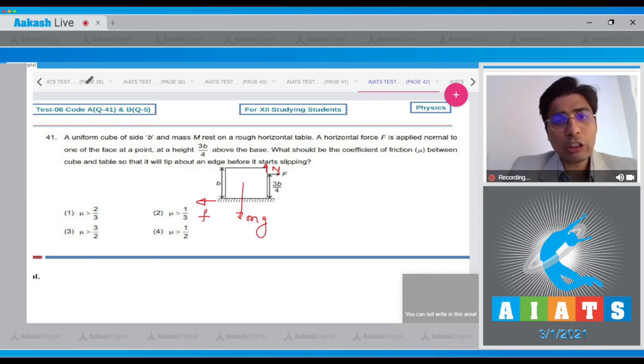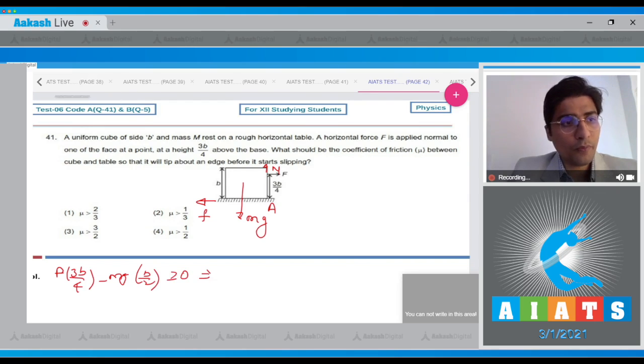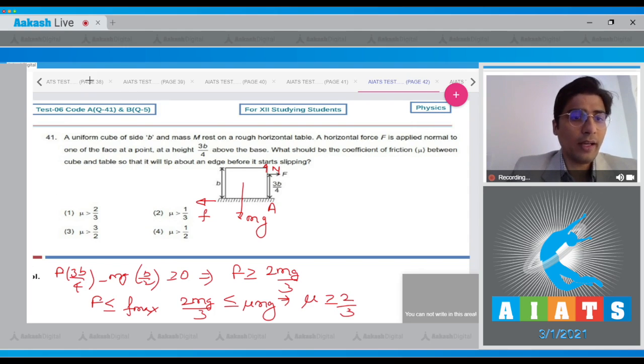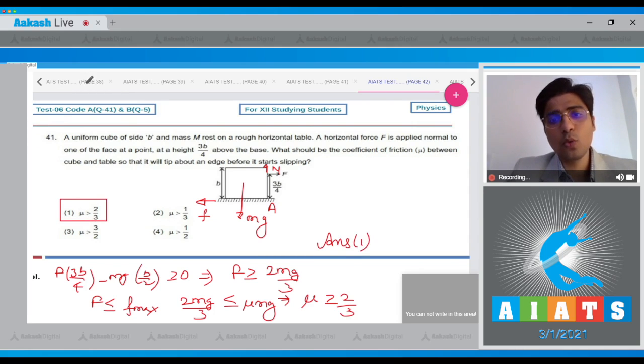Now balancing the torque about point A, we can write down that F into 3b/4 minus mg into b/2 should be greater than or equal to 0, which means that F should be greater than or equal to 2mg/3. Now for no slipping, this F should be less than the maximum value of frictional force. That means that 2mg/3 should be less than or equal to mu mg, or mu should be greater than or equal to 2/3. And hence for this question the correct answer turns out to be option number 1.